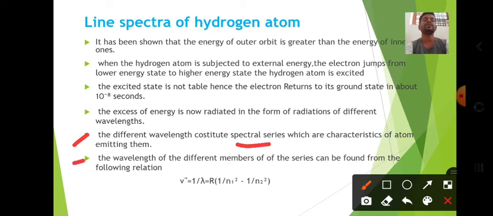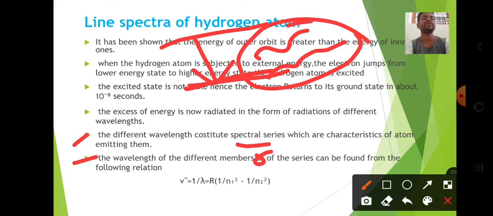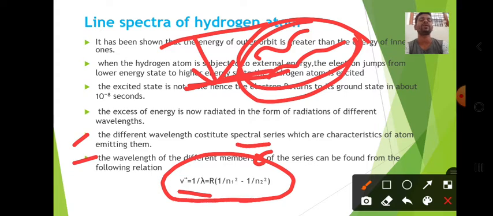The last point: the wavelengths of different members of the series can be found from the following relations. Let it be the ground state, and the electron comes from a higher energy level to a lower energy level. Then the electron releases energy, and it has a wavelength. Its wavelength can be found by the following formula. With this formula only we find it.